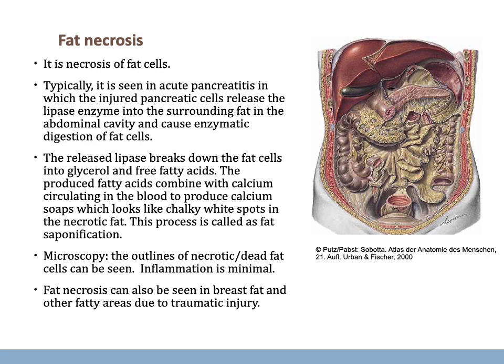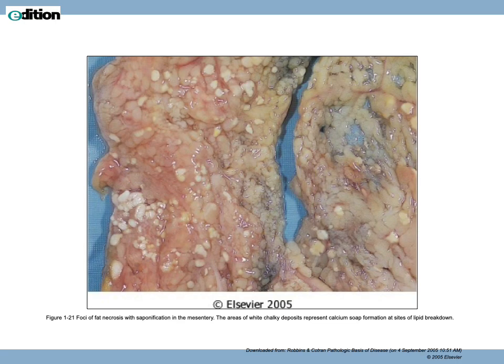Now, how does it look grossly? Okay, so you have these white chalky deposits. So these are areas of fat necrosis in the mesentery. This is actually due to the release of lipase into the abdominal cavity. The fat is split to form salts, to form soaps with calcium. Okay, so these are actually calcium soaps or calcium deposits.